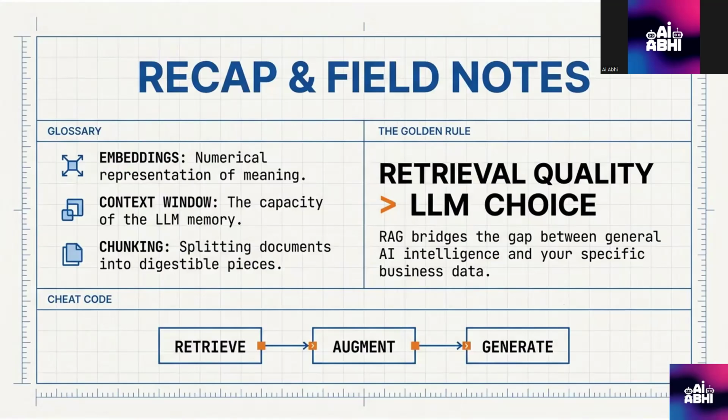For tools, LangChain and LlamaIndex make it easy to build. Pinecone, Weaviate, and ChromaDB for storage. OpenAI or Claude for generation. And if you want a managed experience, AWS Bedrock and Azure AI have you covered. And remember, retrieval quality matters more than LLM choice. Get your chunking right, test your pipeline, and use the metadata.